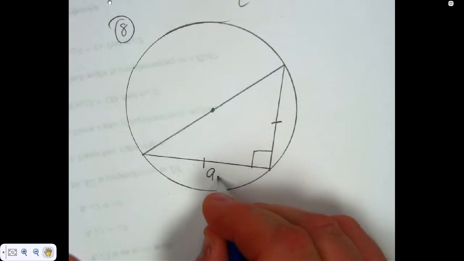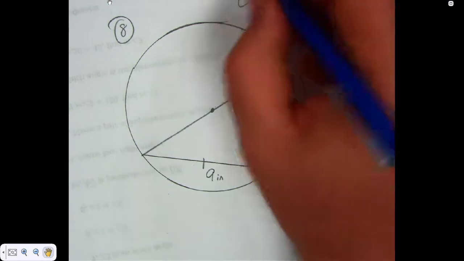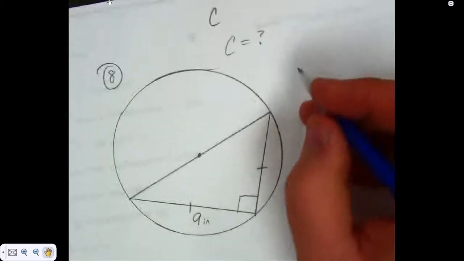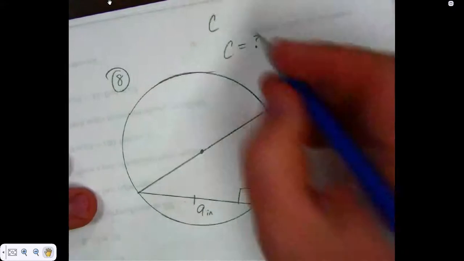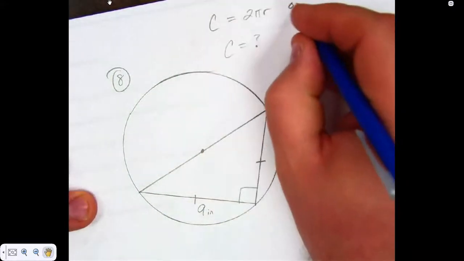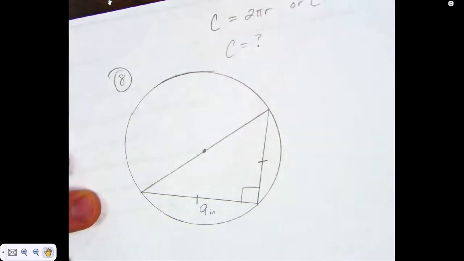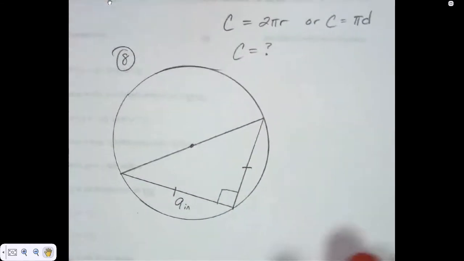What do they tell you? This is 9 inches, right? Okay, they want you to find the circumference. Remember that circumference is always equal to what? You can either use circumference is equal to 2 pi r, or circumference is equal to pi d. Either or. It doesn't matter.